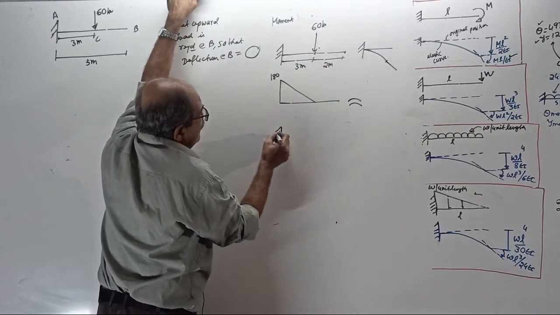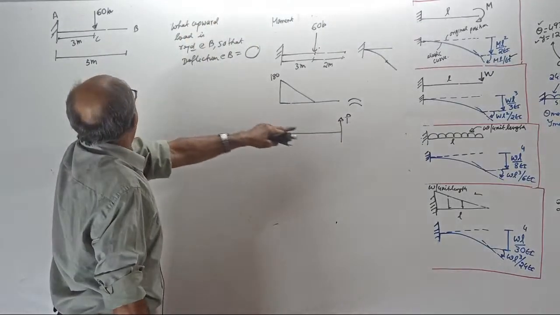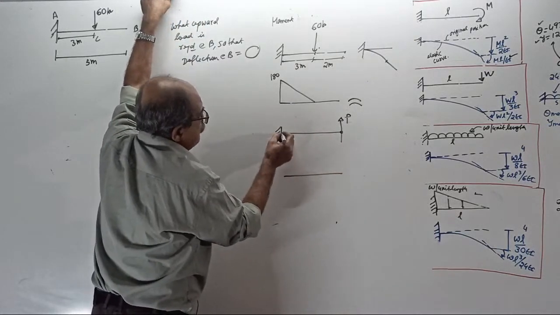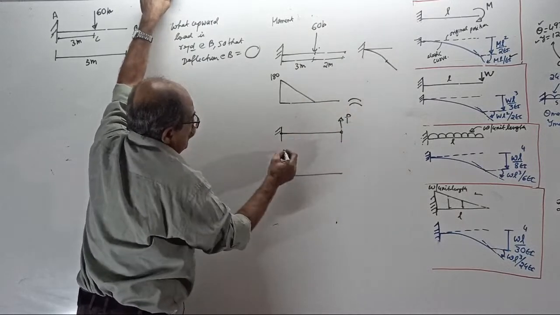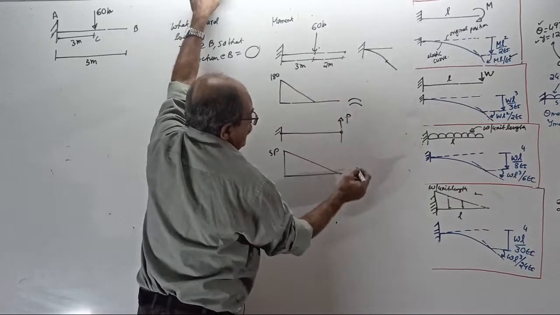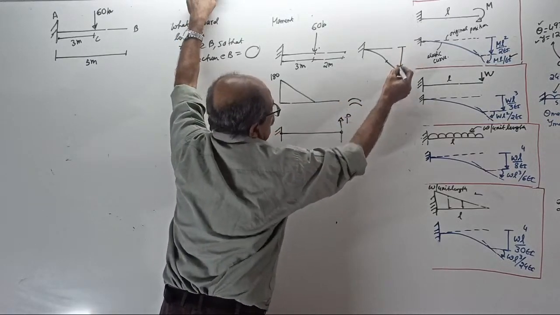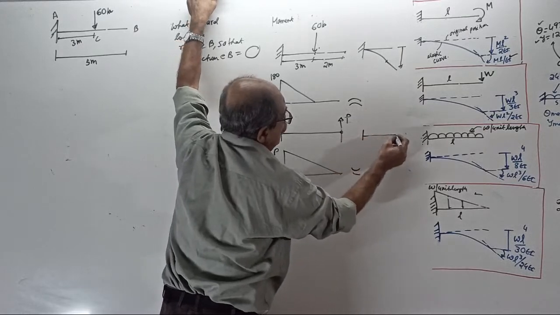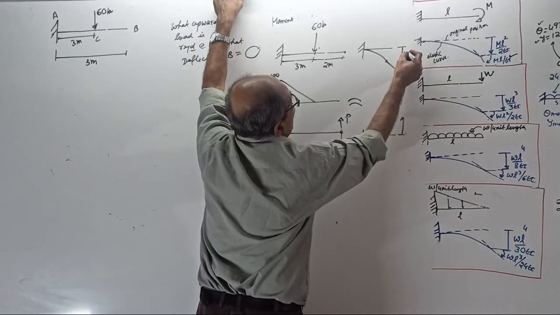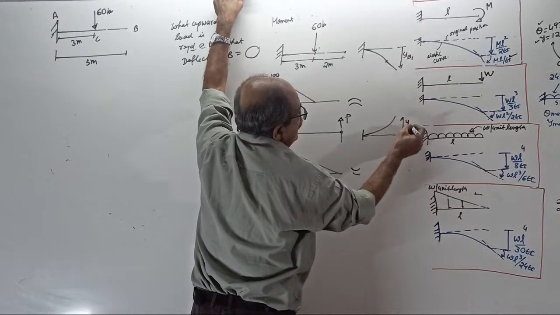Now, consider the extra load here separately. Let it be P at the free end. Now the bending moment diagram is 0 here and P into 5, that is 5P, here. A straight line BMD. Due to this one, the beam will sag and deflection is down. But if I draw the elastic curve, the beam will deflect up here. This I will call deflection at B for the first case, and this deflection at B for the second case.